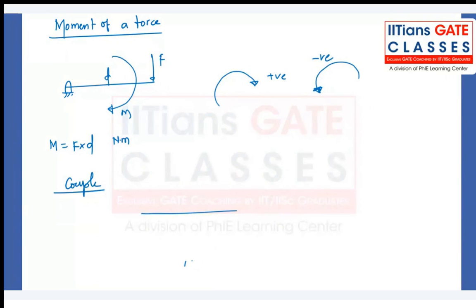Two equal forces, but in opposite direction, separated by some distance d. The effect created by it is called a moment. So you can clearly see here, moment is equal to F into d. F is the force applied and d is the distance between these two forces.